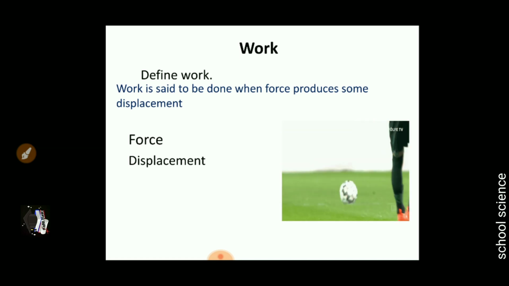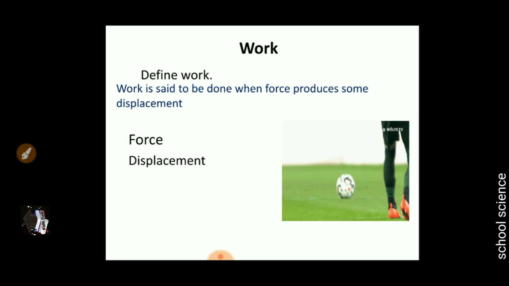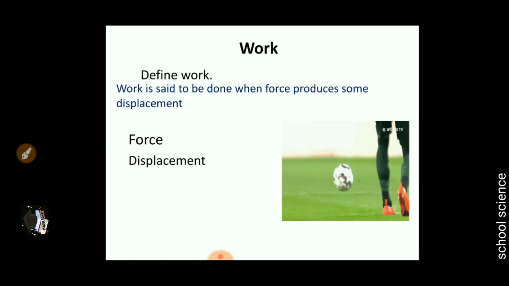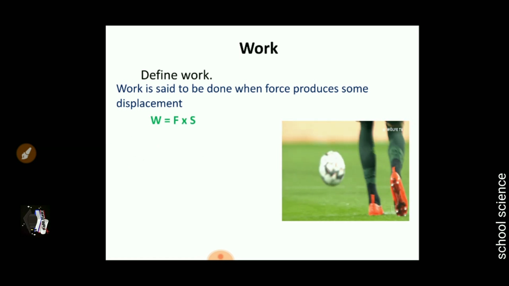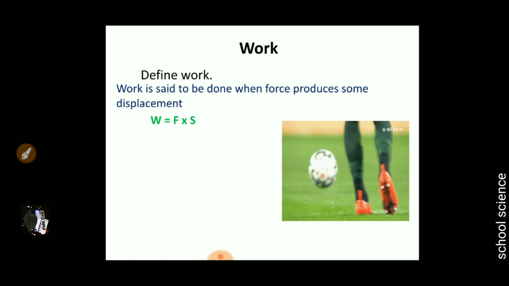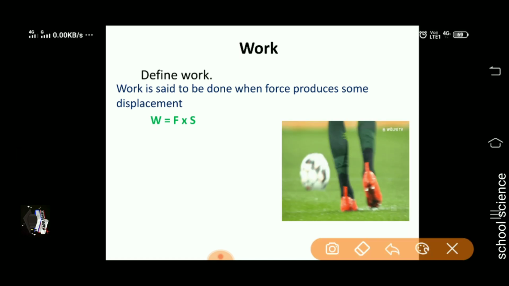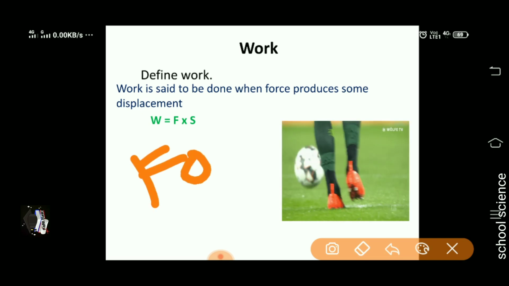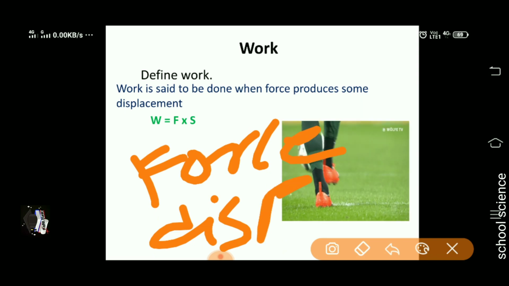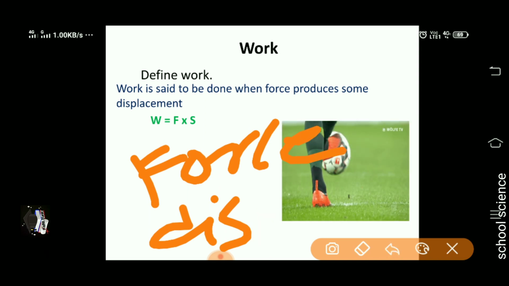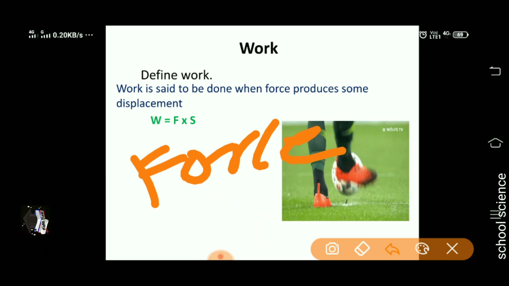Numerically the definition will be: work done is the product of force and displacement. So we'll have the formula for work. W equals F into S. This is the formula for work, where F is force and S is displacement. Keep in mind, S is not speed but S is displacement. So W equals F into S is the formula for work. We will need this formula while doing numericals.